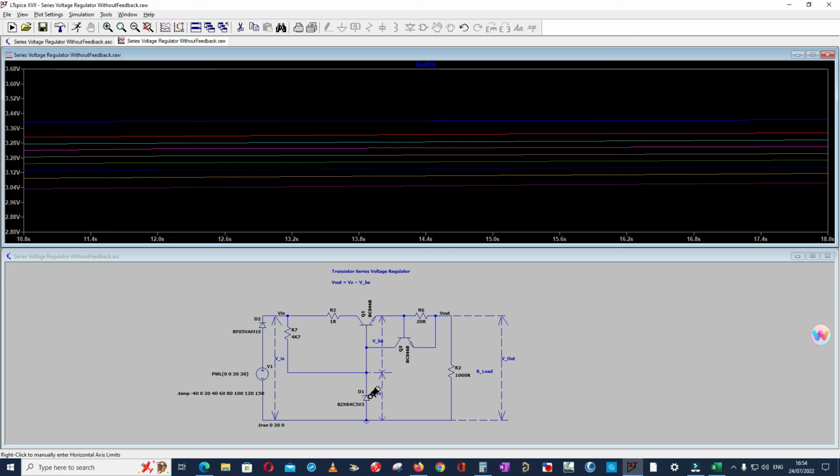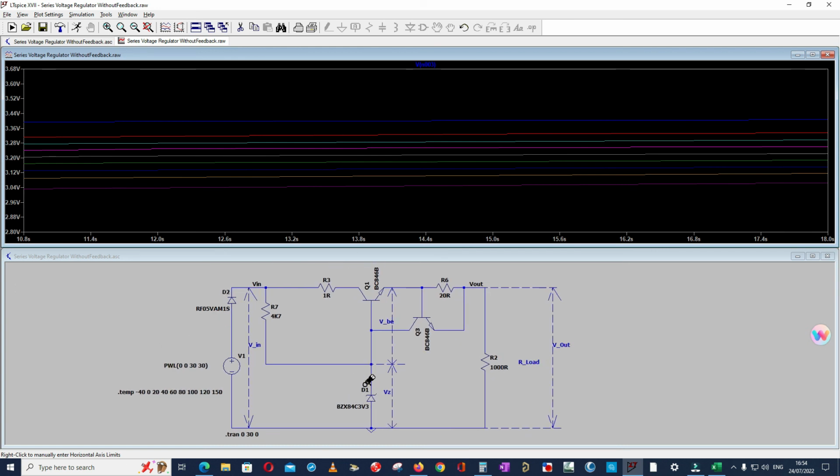So when you are doing the simulation, be careful about such things, because you expect that it should compensate, but actually that parameter is not added in the model, so that's why it's not compensating.